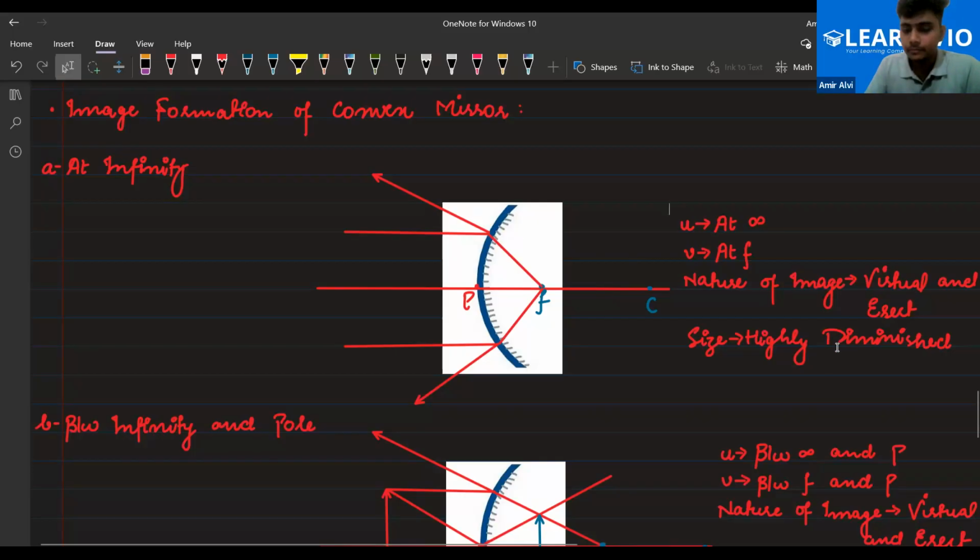Because the light rays are basically intersected at focus. Okay? That's great. Please note it down and let me know fast.